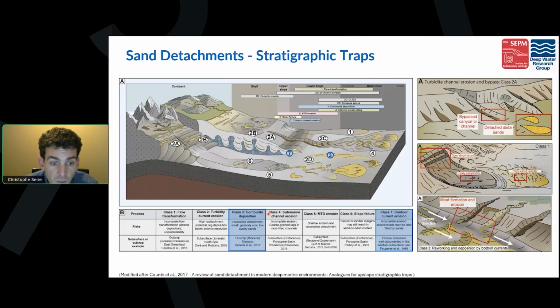And then there are some hints with the class 3, with the contrary deposition in the center of the basin, as Sarah mentioned, with some of the cases in Mozambique or Tanzania. And then we also have the contour current erosion that could actually make the sand be detached from the feeder system, like in picture A here.